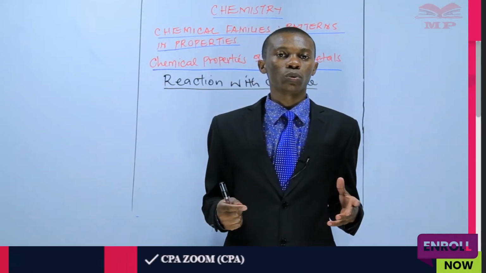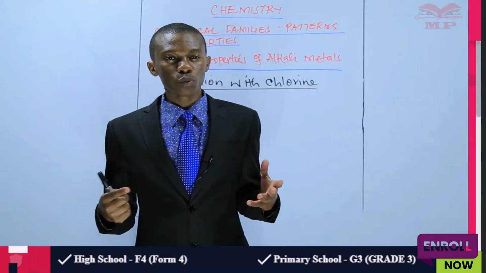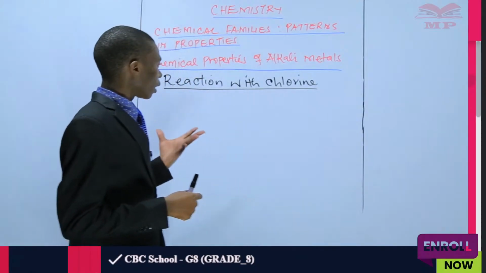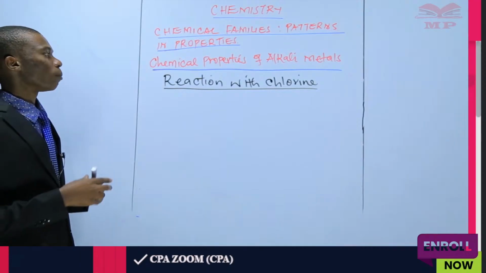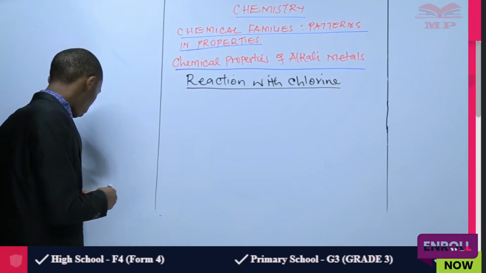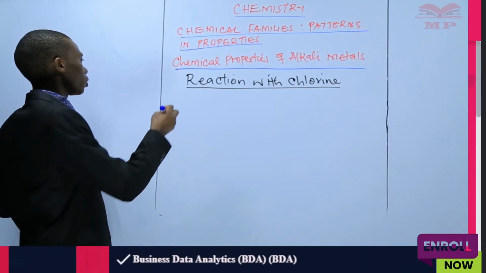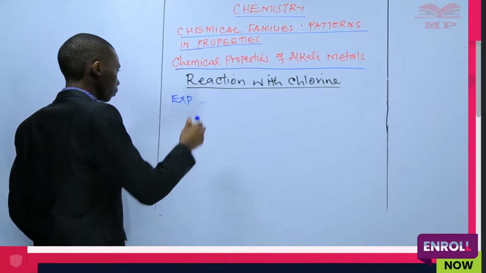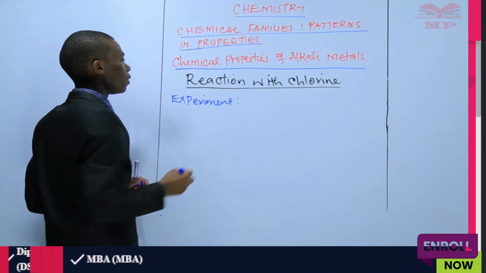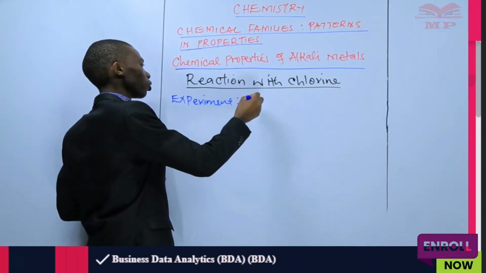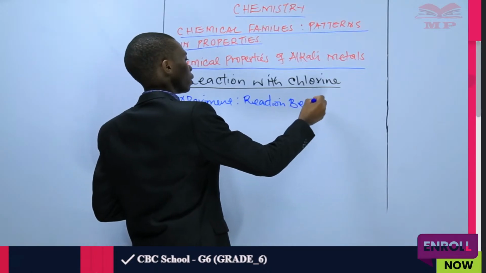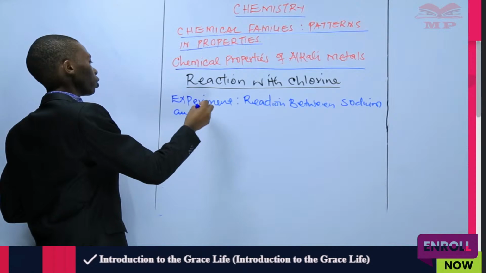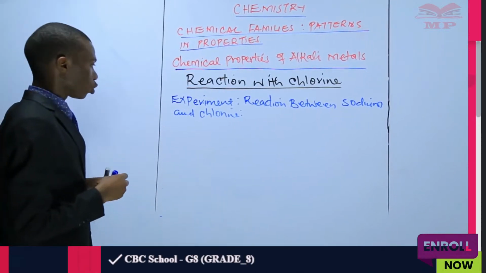In this lesson, we are going to discuss the reaction between alkali metals and chlorine gas. So, reaction between alkali metals and chlorine. Therefore, I will start by giving you a small demonstration or illustration on that. So, experiment. The aim of this experiment is to investigate the reaction between sodium and chlorine.